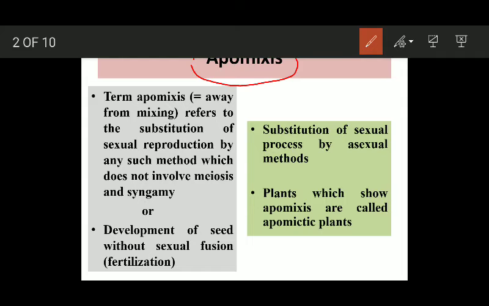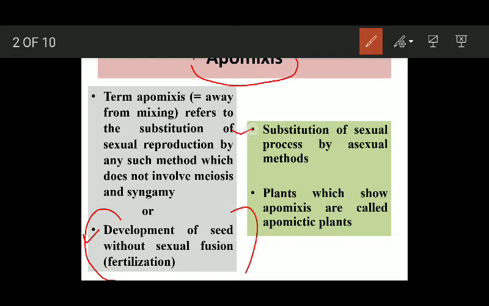याद रखना, this is very much important. Any reproductive event that does not involve meiosis and syngamy, that is known as apomixis. Okay, without mixing, there occurs the formation of embryo. Okay, there occurs the formation of new plants. Or it is a development of seed without sexual fusion. Development of seed without sexual fusion or without fertilization. This is another definition of apomixis.